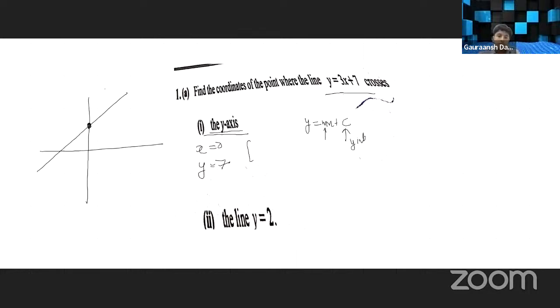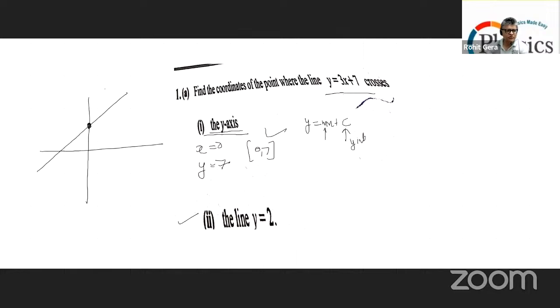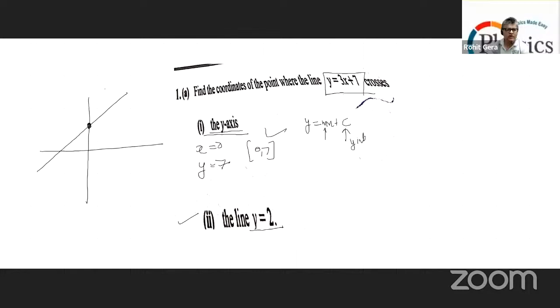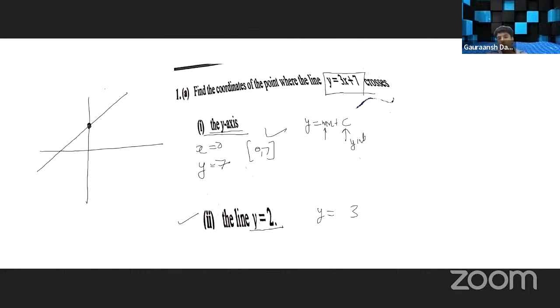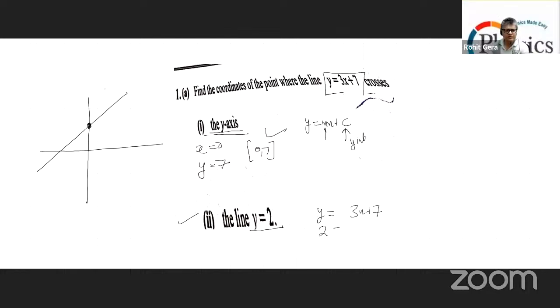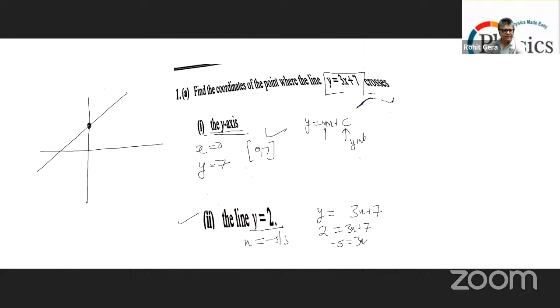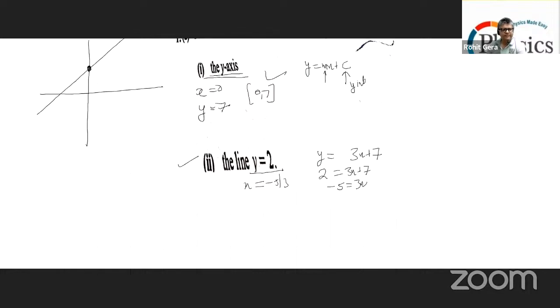Correct. Okay. Second part, y equals 3x plus 7. So this point, y is equal to 2, lies on this. Okay. It's on the line. So you can put the value of y equal to 2 in this equation. So 2 is equal to 3x plus 7. 3x is equal to minus 5. Yeah. Right. ठीक है? Yeah, got it. सही है. Simple, right?